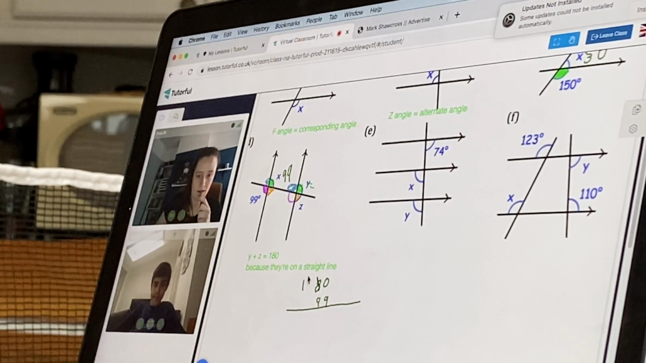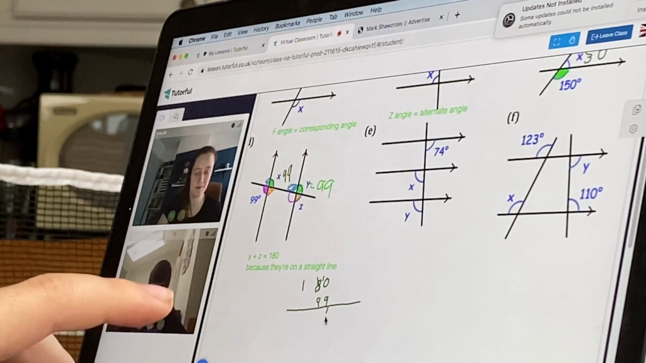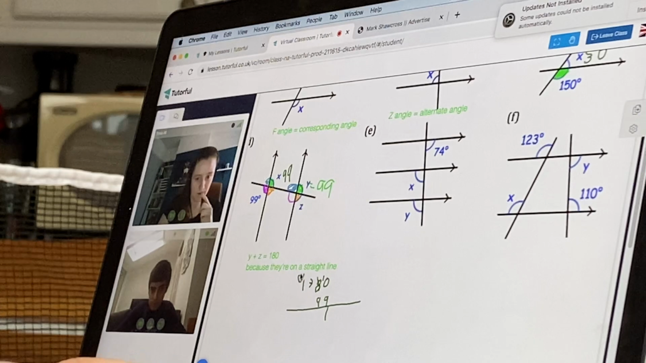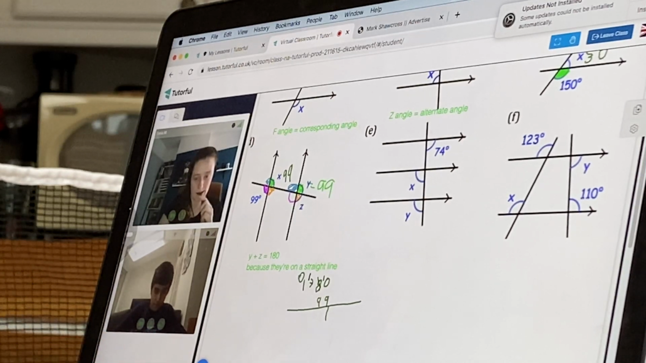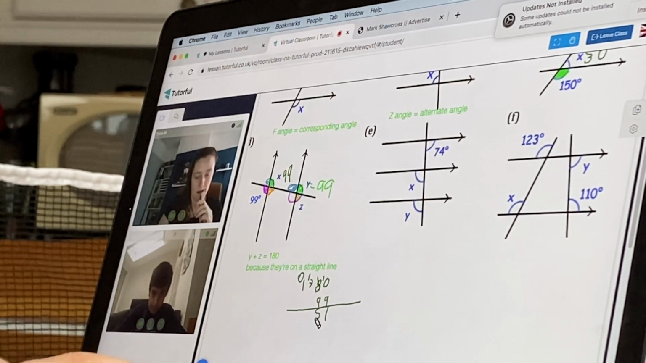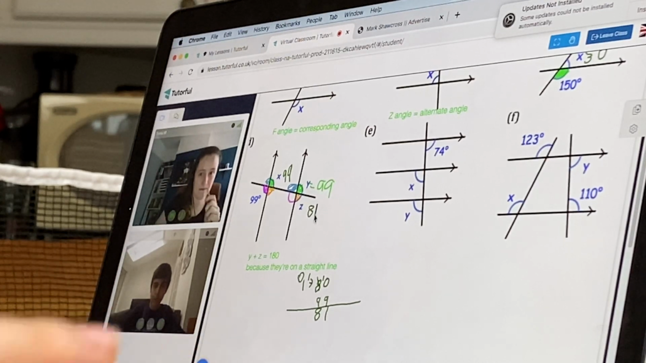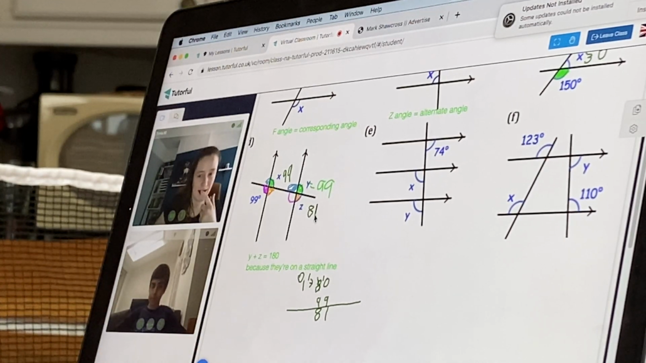So now can you work out what z is? I think you're already doing it. Go on then. 180 subtract 99. Will it be 81? Yeah? Sounds good to me. Brilliant, really, really well done.